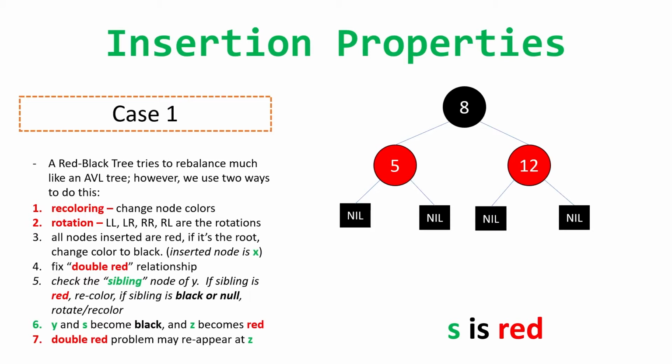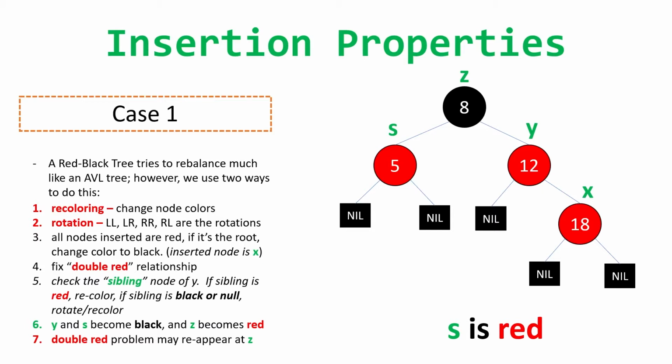So for case number 1, let's insert node 18. So in a binary search tree, 18 is going to be the right child of 12, just like this. And we do have a double red problem. Okay, 18 and 12 are both red, so we have to fix this. Well, the first thing we want to do is label. The inserted node is labeled X, its parent Y, Y's sibling is labeled S, which is just the other child of Z, and Z is the grandparent of X.